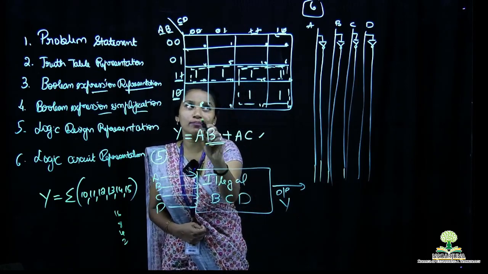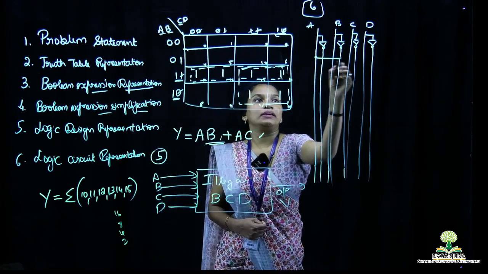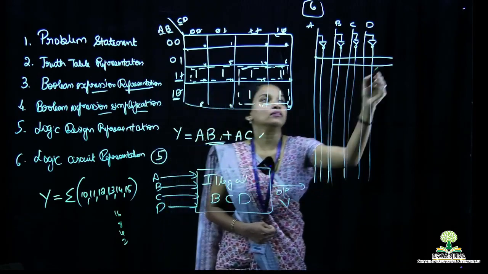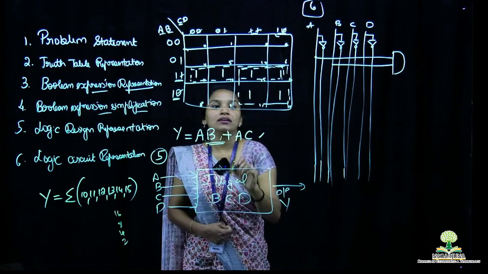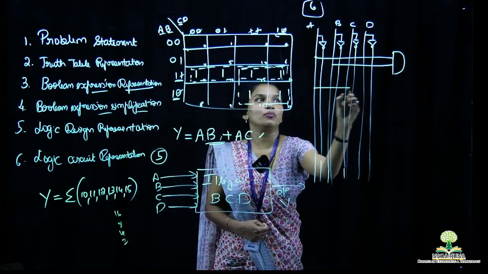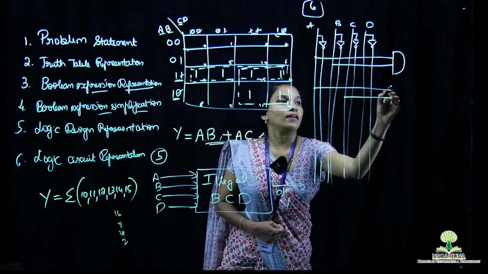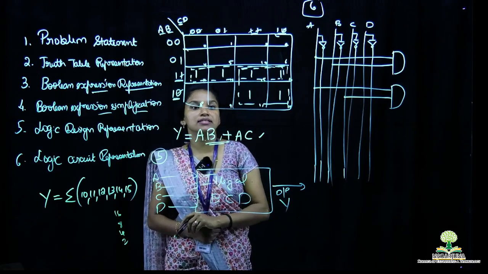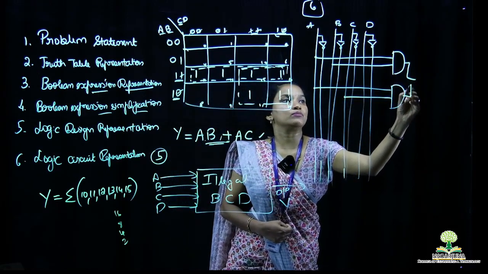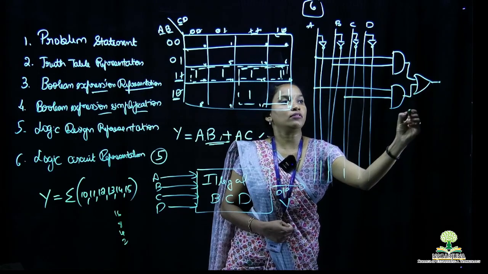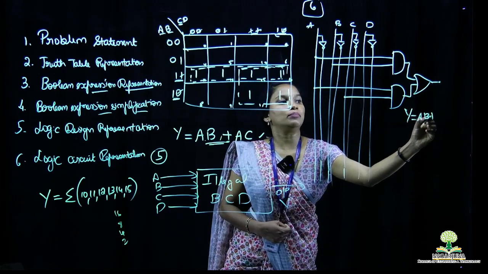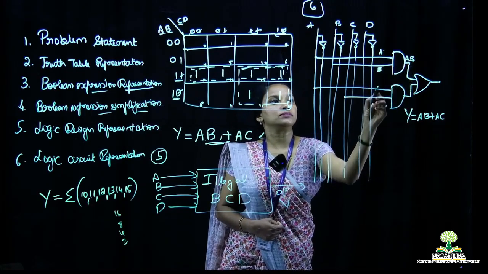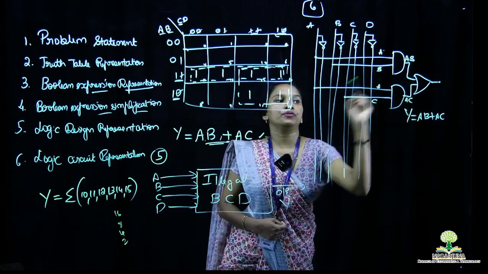So the first one is AB. You just have to take an input from A and B. Since it is A into B, there is an AND, so you will draw an AND gate. Then AC, again take the input from A and C, AND gate. Now between these two AND gates we have a sum term, that is an OR gate. So plus is represented in terms of OR. That will be your Y is equal to AB plus AC. So the first one was your AB, and this is your AC, right?